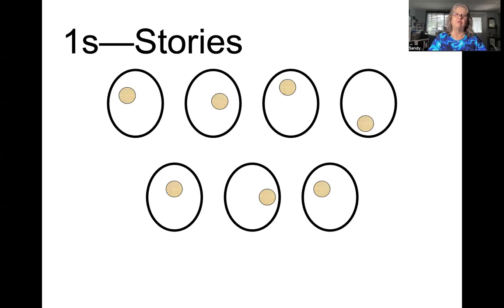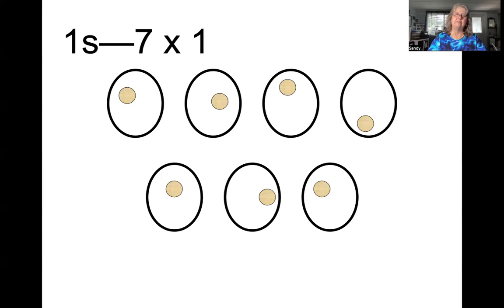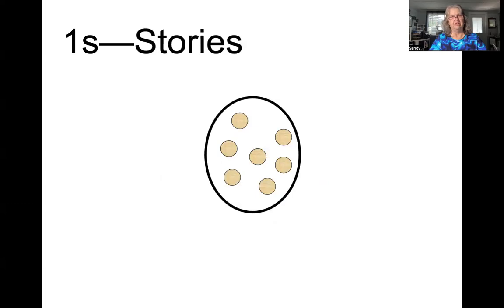We do the same thing with the ones. 7 groups of 1 cookie. We label it for them so they can see the multiplication fact connected to the picture. We can do 1 group of 7 cookies. Now we want them to understand that the picture for 7 groups of 1 may look different than the picture for 1 group of 7. This will help them with story problems. We also want to know that the end result is the same, right? That's that turnaround commutative property. So the product in each case is going to be 7, but our picture may look a little different.